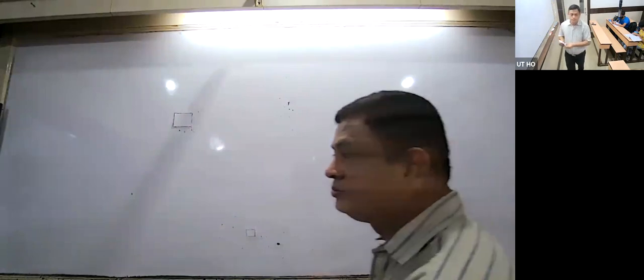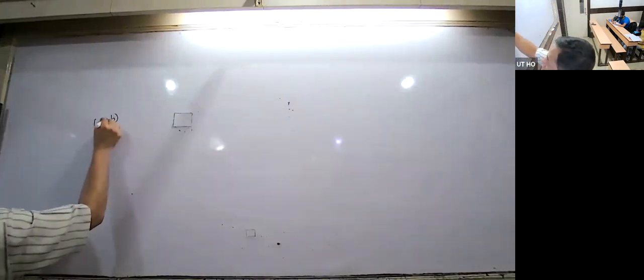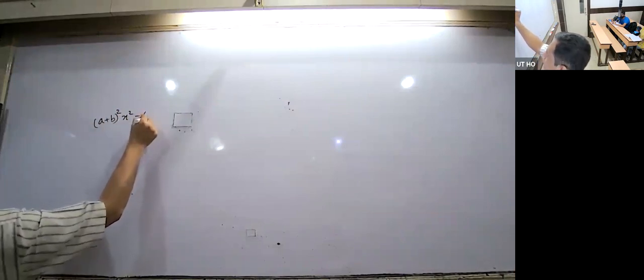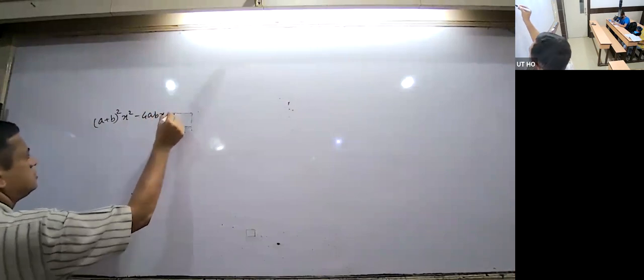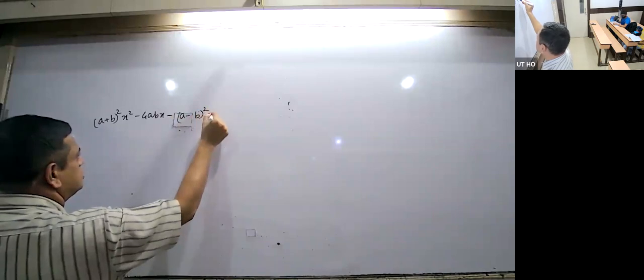This is the third question. Then the sixth question is part. A plus B the whole square x square, minus 4 ABX, minus A minus B the whole square, this one is equal to zero.